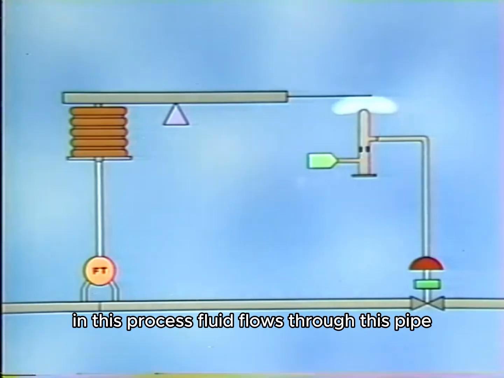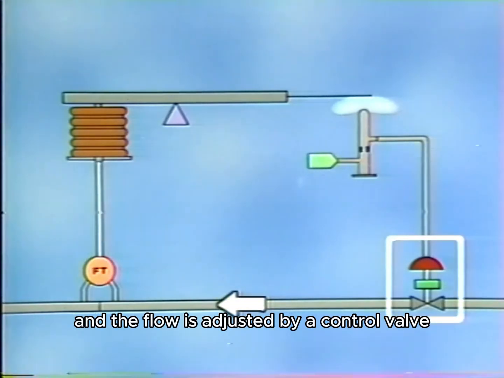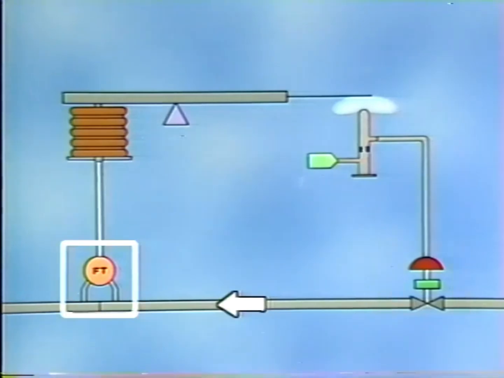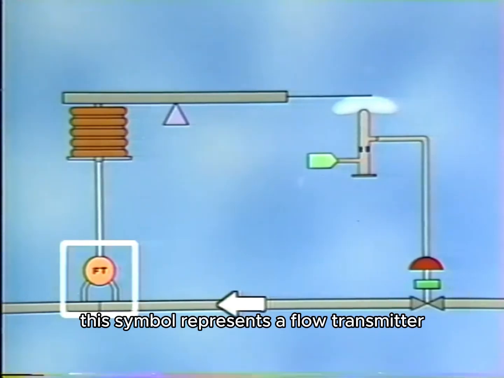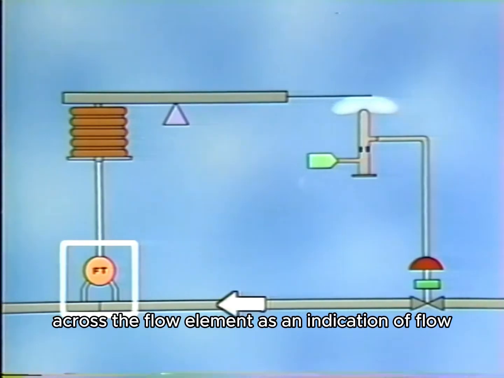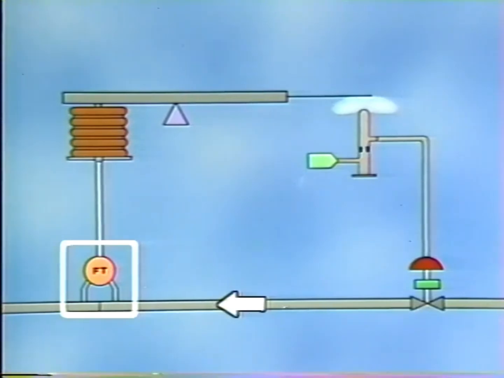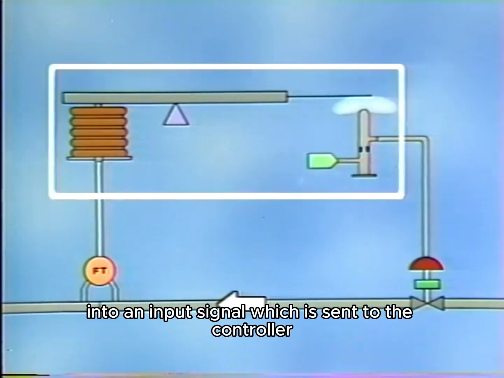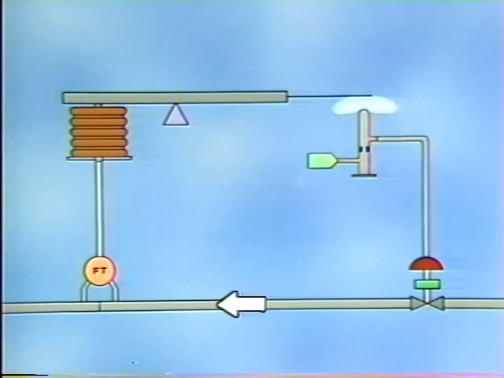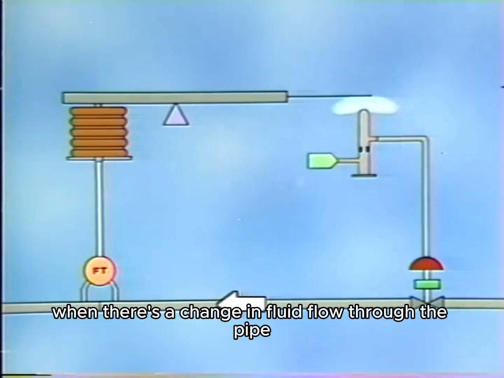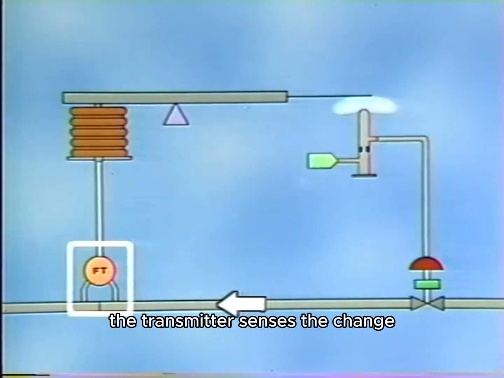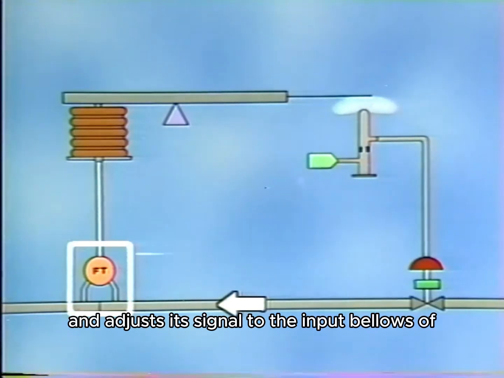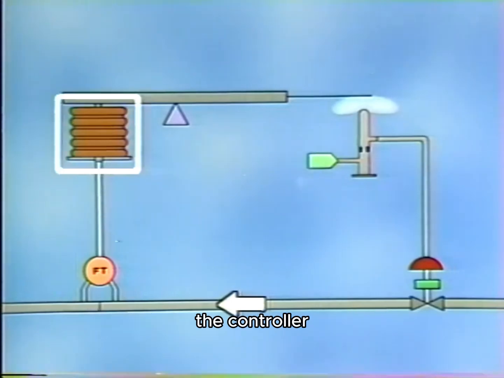In this process, fluid flows through this pipe, and the flow is adjusted by a control valve. This symbol represents a flow transmitter that measures differential pressure across a flow element as an indication of flow. The transmitter converts differential pressure into an input signal which is sent to the controller. When there's a change in fluid flow through the pipe, the transmitter senses the change and adjusts its signal to the input bellows of the controller.